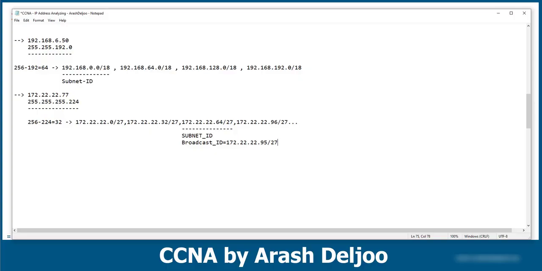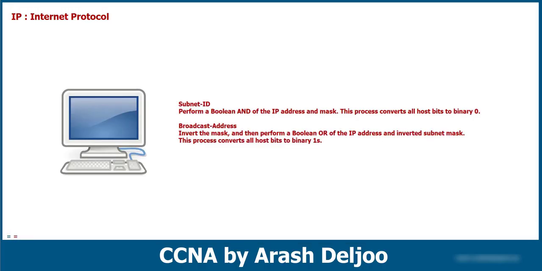It's so easy, and you can use this method for faster finding of the subnet ID, the resident subnet, or the broadcast ID, and also the usable range. And you know that all of the addresses between these two IP addresses are usable IP addresses in this subnet. Very good.